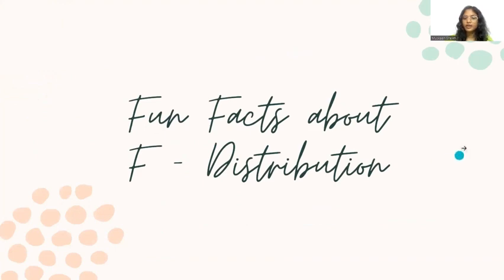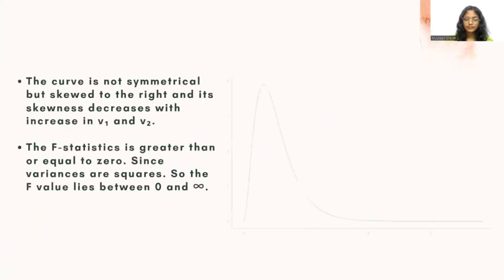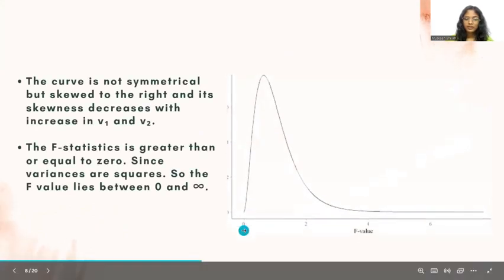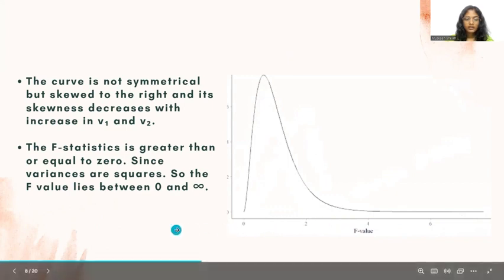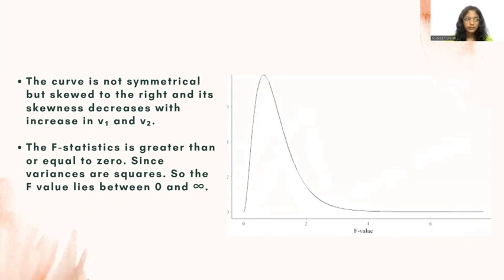Let's see some fun facts about F distribution. So this is a curve which has an F value, and the curve is not symmetrical. We can see that it is skewed towards the right. The skewness decreases with the increase of the values of nu1 and nu2. The F statistic is greater than or equal to 0. Since the variances are squares, the F value always lies between 0 and infinity. It is always positive.